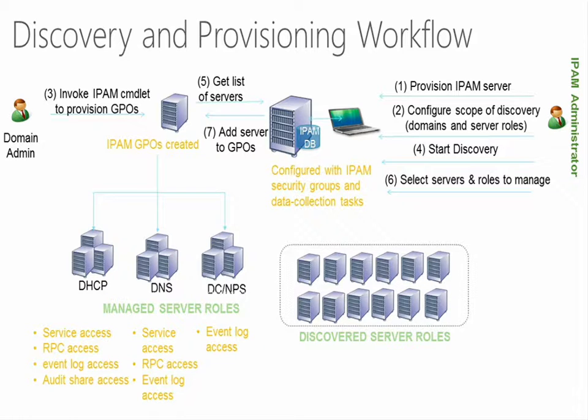That gives us a list of all the servers on our network. And then we select which servers we want to go out there and inventory and the roles that we want to manage, such as DHCP, DNS, or domain controllers. We then add all those servers to the group policy objects that we want, and it starts discovering them. So as you can see, the servers that are managed down here in the lower left-hand corner, including the DHCP server, the DNS, as well as the DC and NPS services, and you can see all the different event logs, services, who's accessed them, and everything can be inventoried.